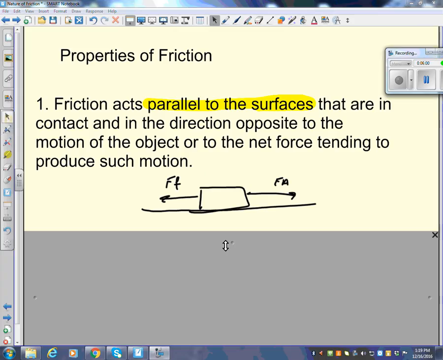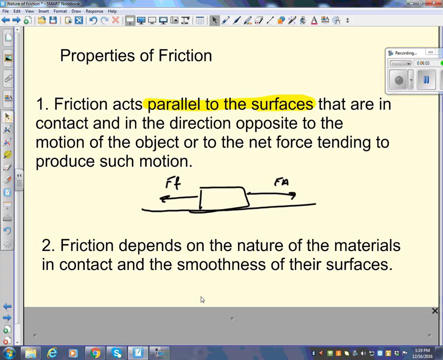Another property of friction is that it depends on the nature of the materials in contact and the smoothness of their surfaces. The smoother the two surfaces are, the less friction there is, right? Like ice, exactly. What do they put down on the icy roads in the wintertime? Sand, gravel, to increase the friction, make it less smooth. Salt to melt it, I guess. But they usually put a gravel and salt mixture down, to make it a little bit rougher.